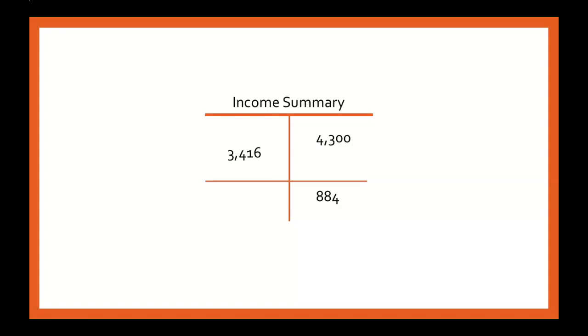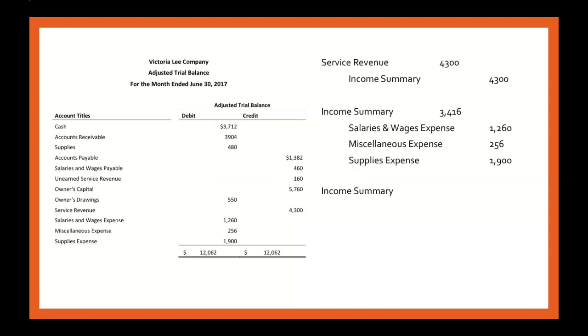So in order to close out income summary, we have to do the opposite of what its balance currently is. So we need to debit income summary to close that account. And we close income summary to owner's capital. So we will debit income summary, the $884, and then we credit owner's capital $884.